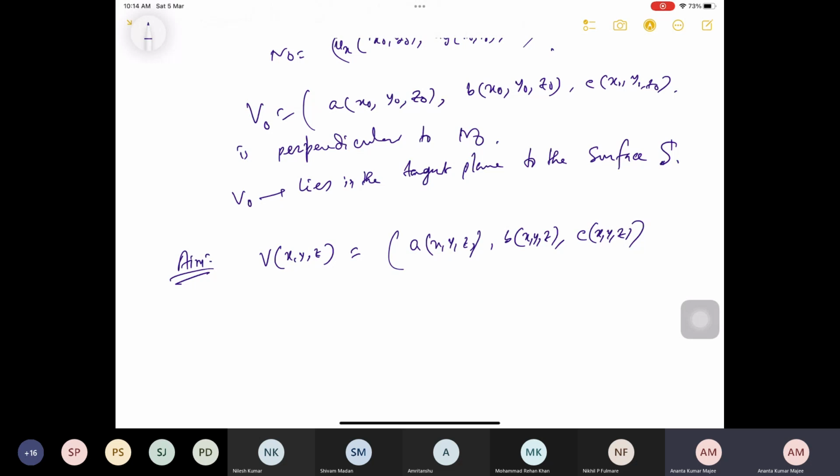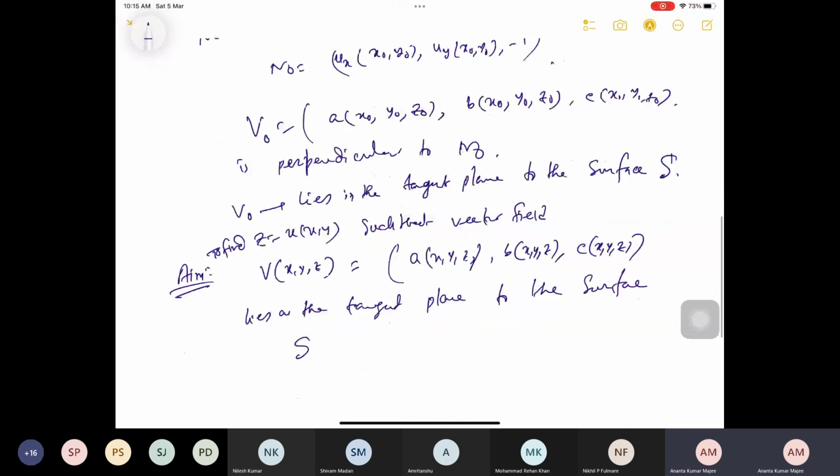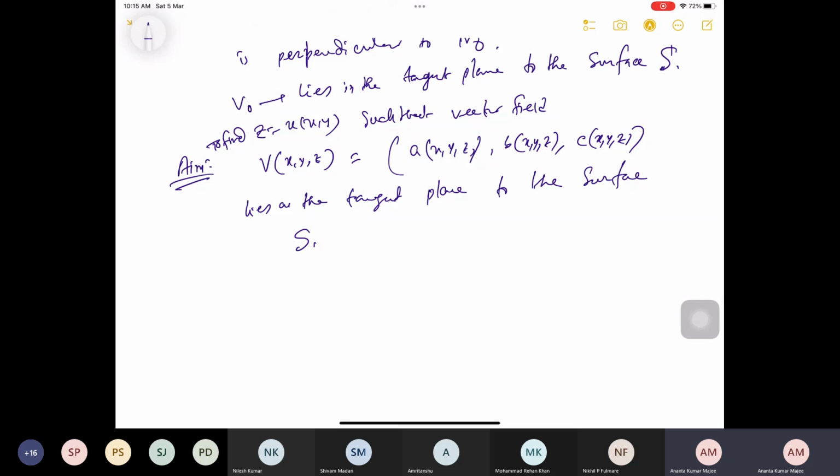That means I want to find a surface z which is equal to u of x, y, such that the vector field v lies on the tangent plane to the surface S. Already I have defined S here, no? z is equal to u of x, y. So this surface S has a particular name: it is called the integral surface.